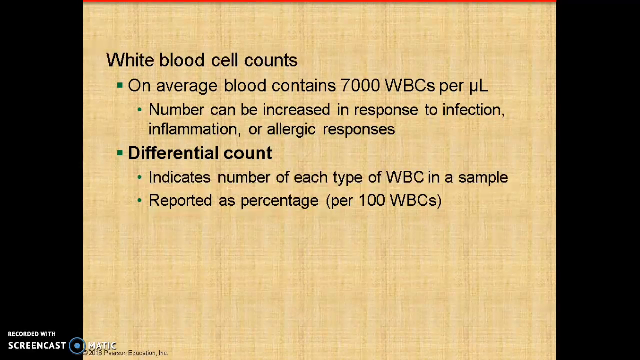White blood cell count on average is 7,000 per microliter, and this will increase in response to infections or allergies. A differential will determine the number of each type of white blood cell in a sample, and it would be reported as a percentage. So the technician would count 100 white blood cells and determine what type each one is.